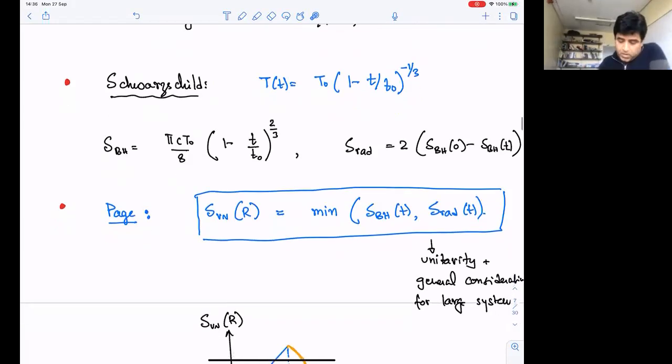And then the Bekenstein-Hawking entropy likewise has this kind of dependence on the time, which tells us that the Bekenstein-Hawking entropy vanishes at the evaporation point, which makes sense because the black hole should disappear at that point, with the caveat that we shouldn't be trusting this very close to t equals t naught, because again, semi-classical gravity would fail to hold in that limit. So an important point here is that the black hole entropy, the Bekenstein-Hawking entropy, is a decreasing function of time.